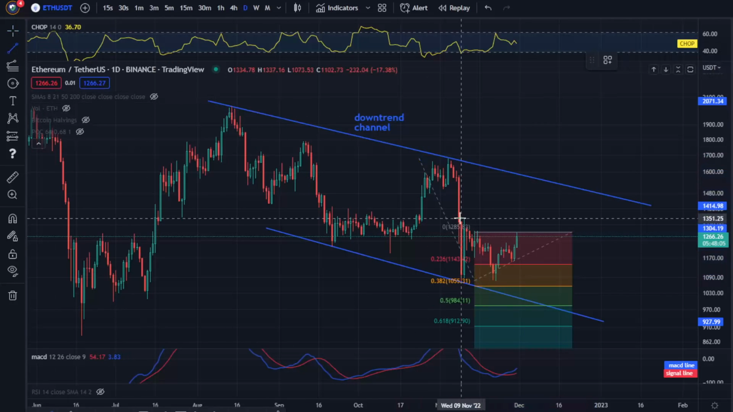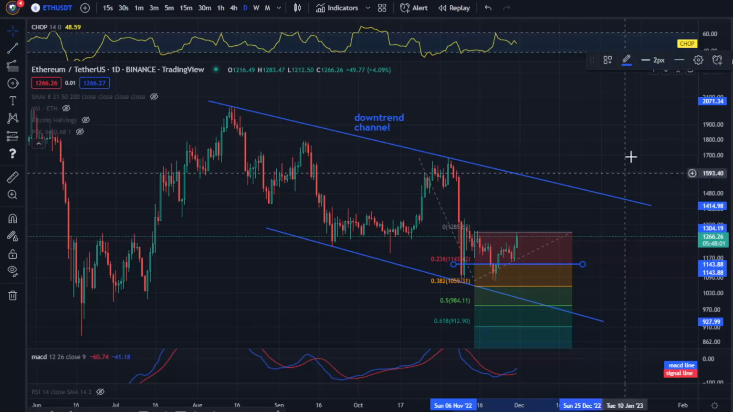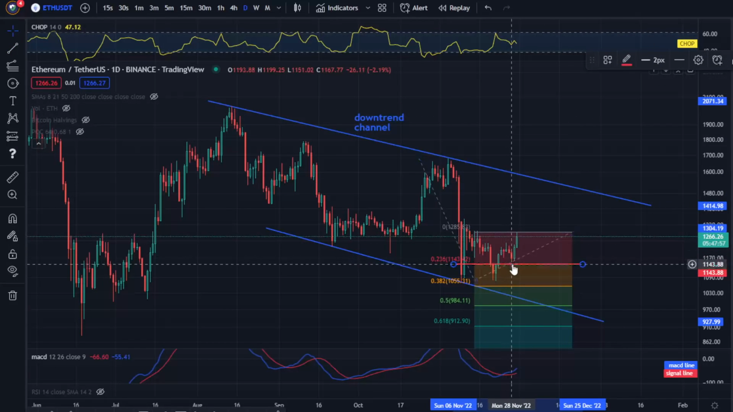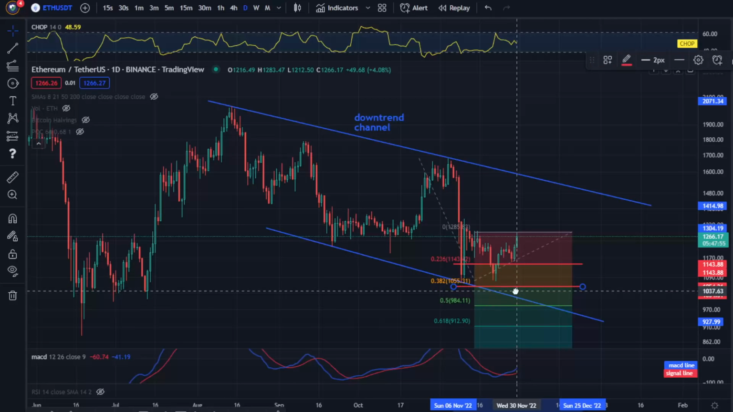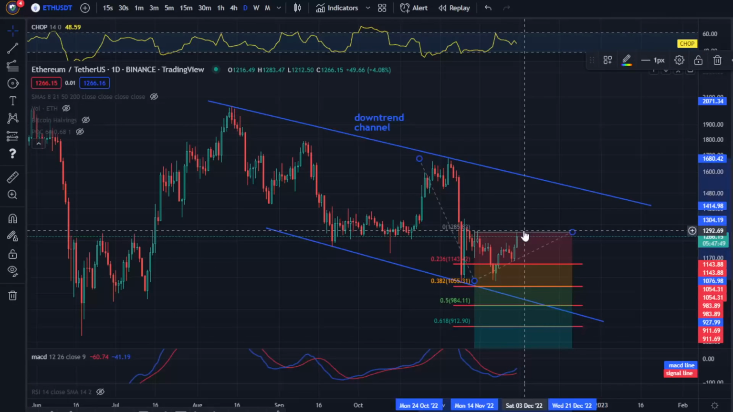Let's start by determining the support line, and as you can see, the first support in the near future is $1,144. If the support is broken, the next support is $1,054, $984, and $912.